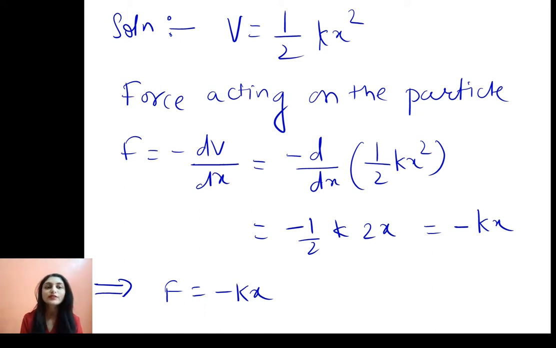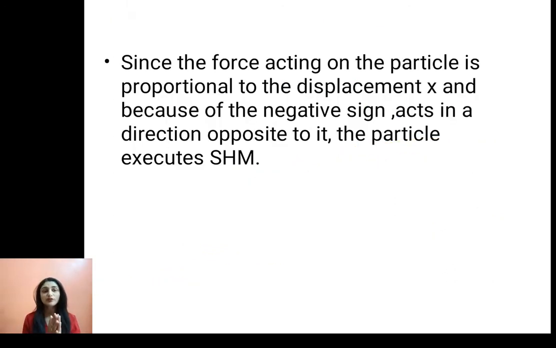Now we know that the force acting on the particle is given by F equals minus dV by dx. Substituting the value of V, we get minus d by dx of half kx square. Half and k are constants, so they are taken out of the differentiation sign, and the differentiation of x square is 2x. The 2 cancels and we get F equals minus kx. This means the force acting on the particle is proportional to the displacement x, and because of the negative sign it acts in the opposite direction. That is nothing but the definition of simple harmonic motion. So the particle executes simple harmonic motion.